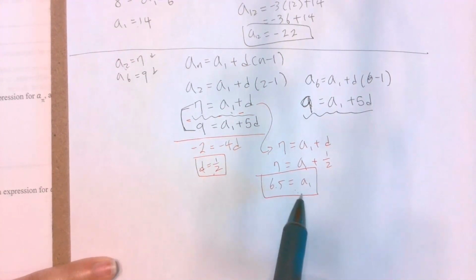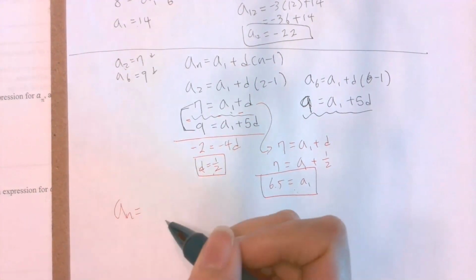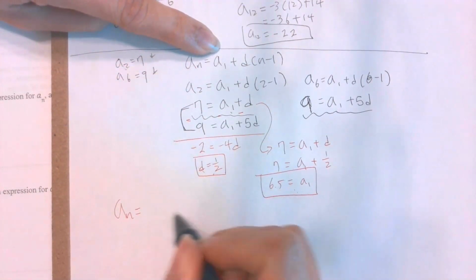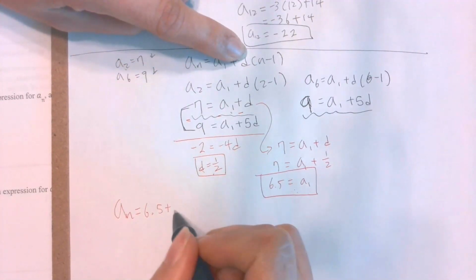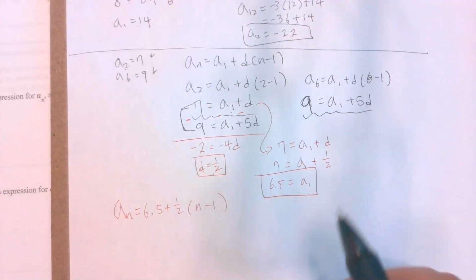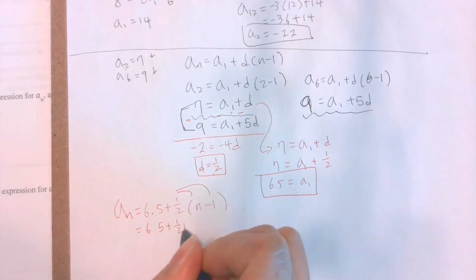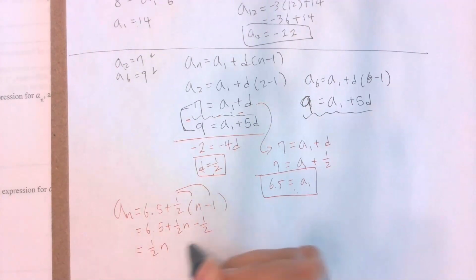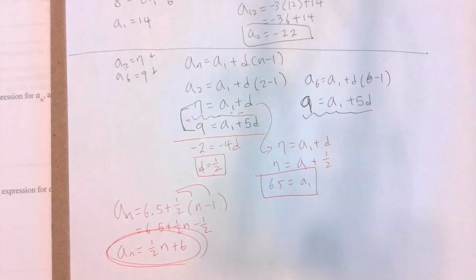We found the first term. Then the whole thing, a sub n, must be equal to, how does it go again? The first term, which was 6.5, plus, what's the common difference? Half, times (n minus 1). I just plug it back into that. Clean it up. 6.5 plus half n minus half is half n. 6.5 minus half is 6. So there is my a sub n.